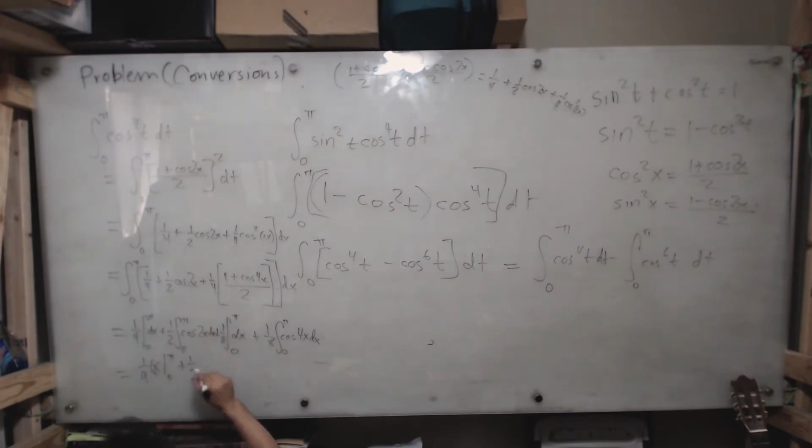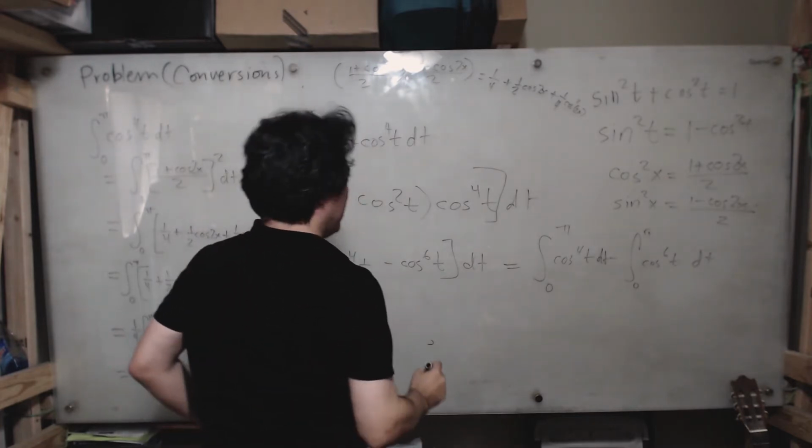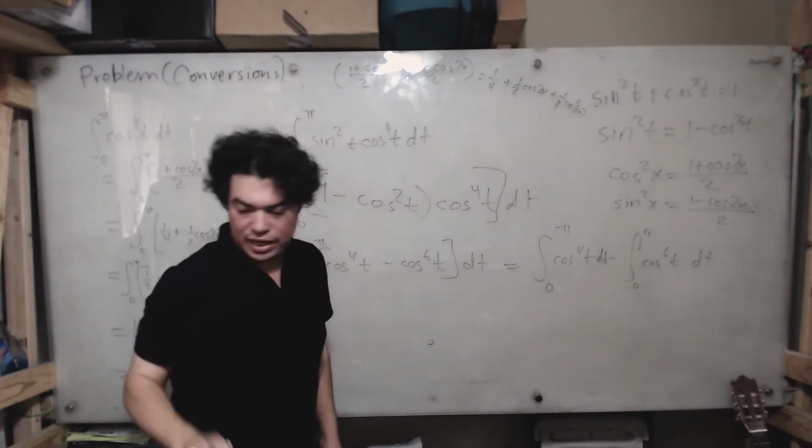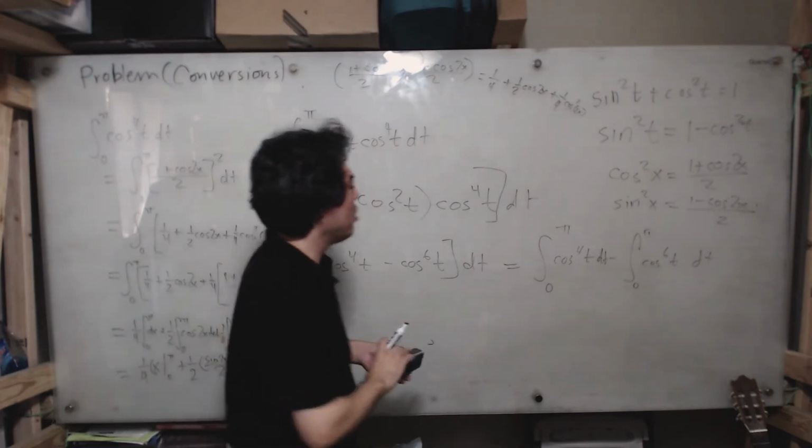1/2 this integral. I'm about to show you on the side how I get what I'm about to get, but it's going to be sine of 2x divided by 2 evaluated from 0 to pi. Now let me show you how I got that. This is going to be a brief aside for this part.